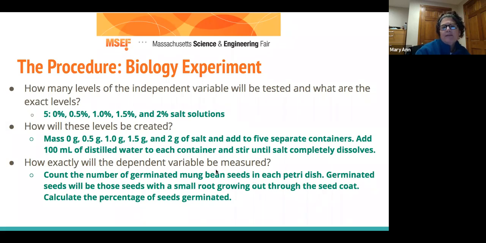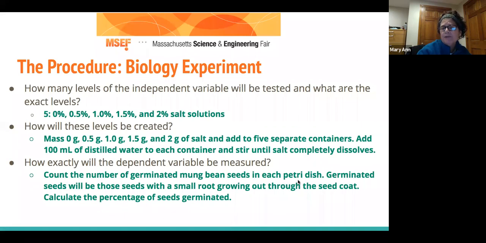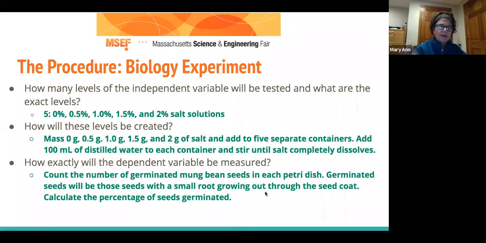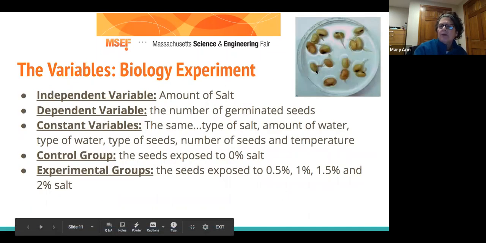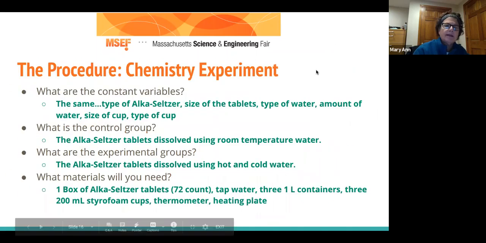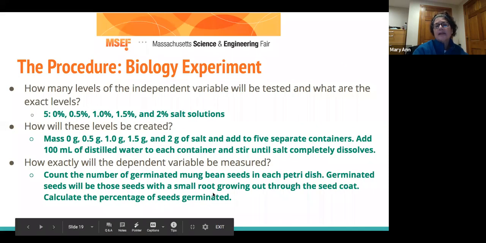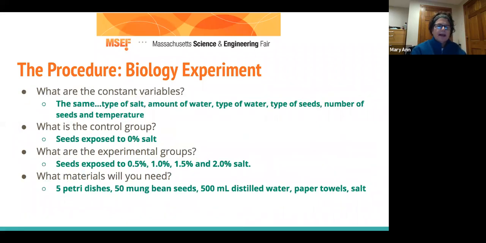How exactly will the dependent variable be measured? Okay, so you're going to count the number of germinated mung bean seeds in each Petri dish, and germinated seeds will be those seeds with a small root growing out through the seed coat, because that's always a question: when has it germinated? Does it mean it just broke the seed coat? Or no, we're saying you have to see that little root. I think there's a picture over here. You have to see these radicals coming out. If you don't, then it has not germinated yet. And then you're going to calculate the percentage of seeds germinated. That's a little spin on the dependent variable that I added in.